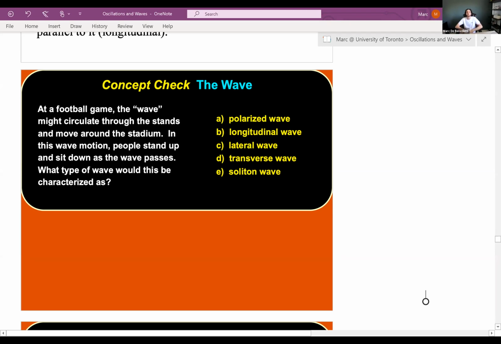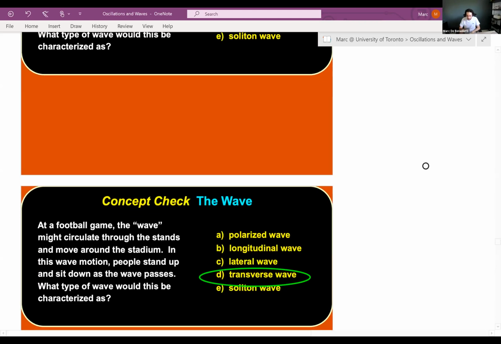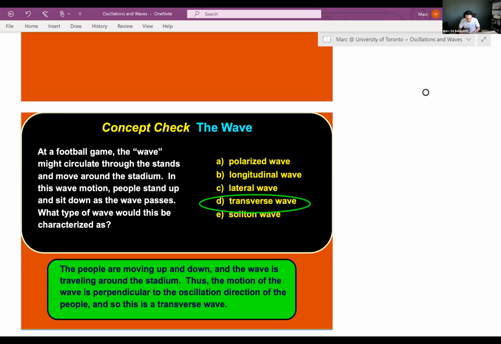Now, if people stand up and then sit down, right? They go up and then they go down. That is going to be a transverse wave because there's actually motion up and down. The way the wave propagates is not through punching the person next to you, right? You're literally standing up and then going down. So you have this crossing of the equilibrium position. That's why it's transverse.